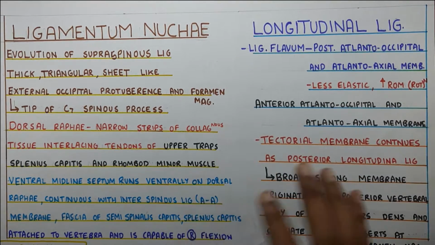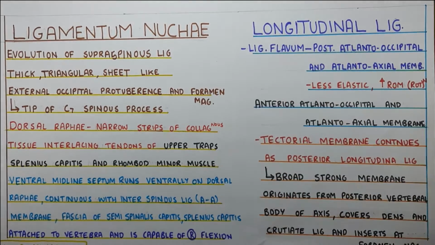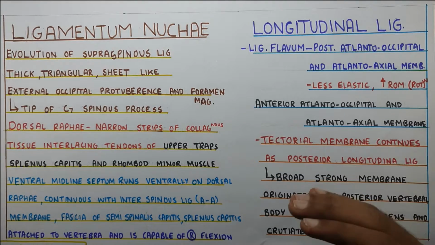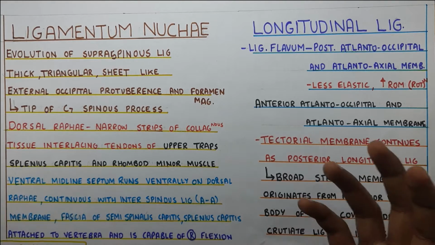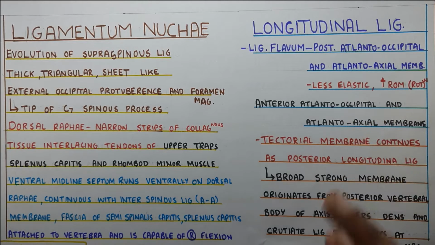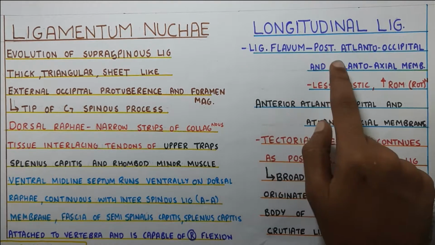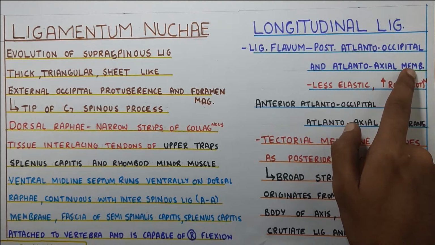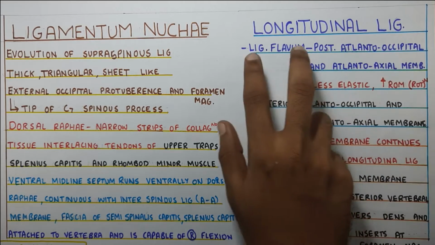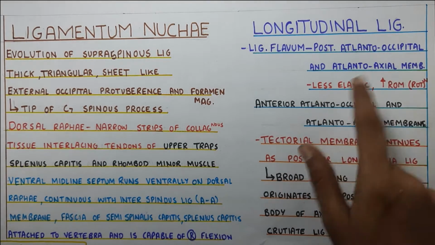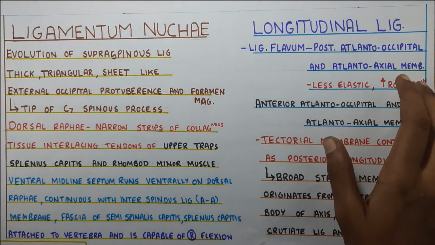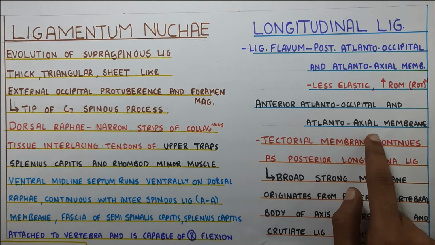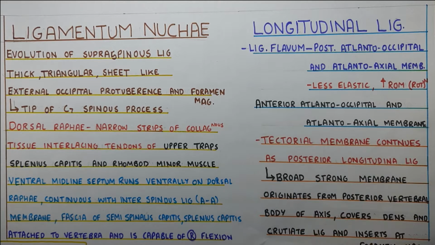Now this one I've already talked about in our previous videos, the longitudinal ligaments, right? The anterior and the posterior longitudinal ligaments. And if you remember, in the upper cervical region, they had different names. So that's what I'm going to address over here. The first one was the ligamentum flavum. So the posterior Atlanto-occipital and the posterior Atlanto-axial membrane, it is also called the ligamentum flavum. It is less elastic and gives a high range of motion for rotation. Next one is the anterior Atlanto-occipital and the Atlanto-axial membrane, which is again very thick.